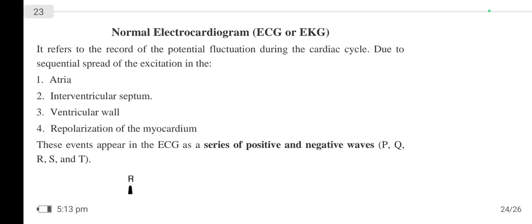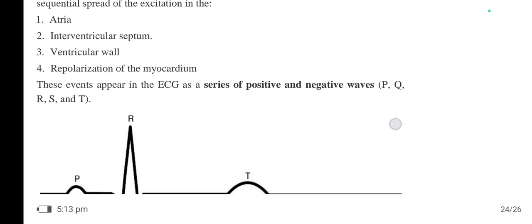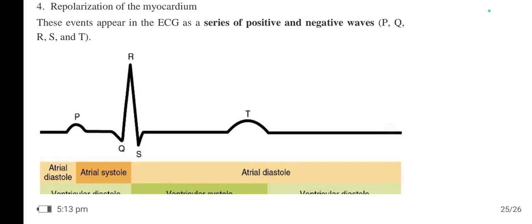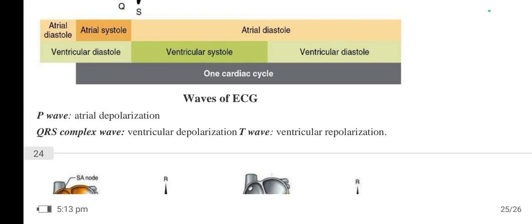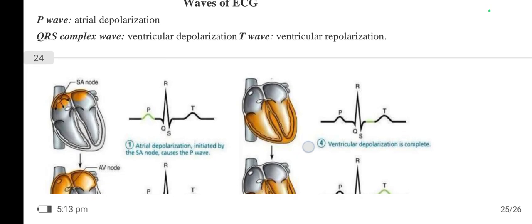ECG or EKG. It refers to the record of the potential fluctuations during the cardiac cycle due to sequential spread of the excitation in atria, interventricular septum, ventricles, and repolarization of the myocardium. These events appear in the ECG as a series of positive and negative waves, PQRST. So, atrial systole, atrial diastole, ventricular systole, ventricular diastole. One cardiac cycle. What are the waves of ECG?